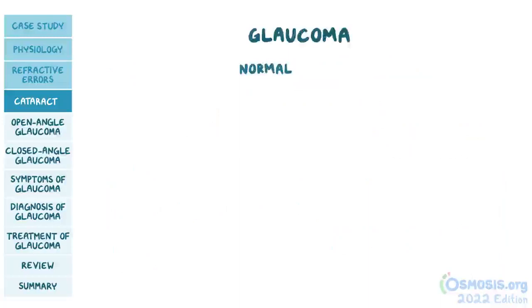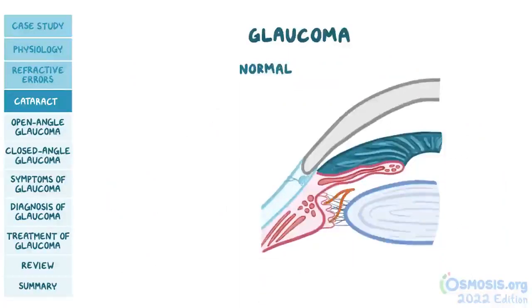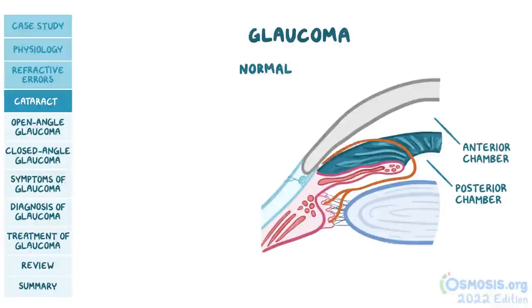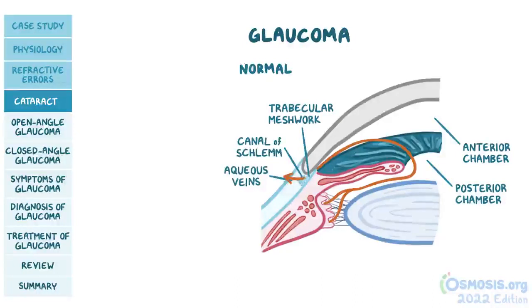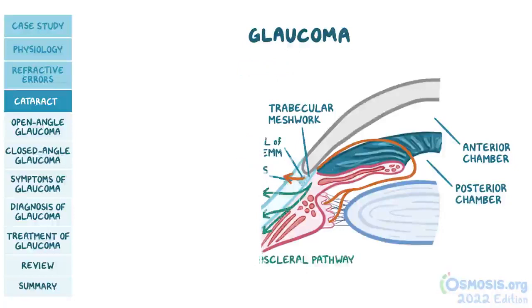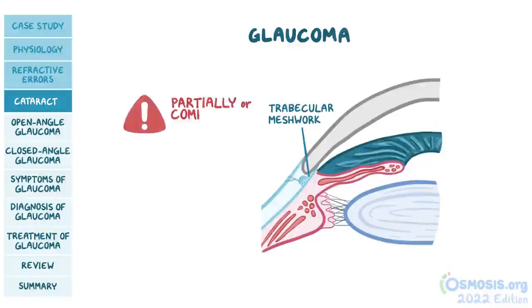Normally, the aqueous humor is secreted by the ciliary epithelium into the posterior chamber, then flows through a narrow space between the front of the lens and the back of the iris, and through the pupil to the anterior chamber. From here, the fluid flows out of the eye through the trabecular meshwork, goes down into the circular channel called the canal of Schlemm, and finally into the aqueous veins. A small fraction of the aqueous humor follows the uveoscleral pathway, draining across the uvea and sclera to get reabsorbed by orbital vessels. In glaucoma, part of the trabecular meshwork becomes partially or completely blocked.